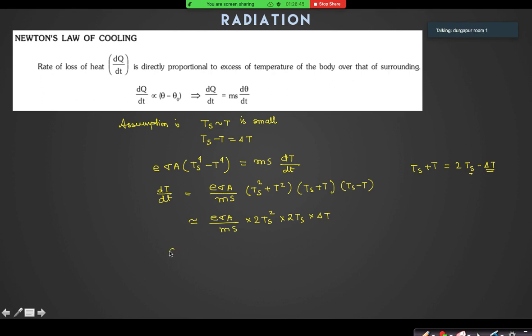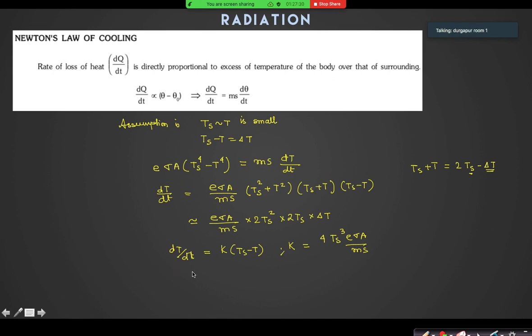So the equation actually talks about dT by dt, which is equal to some constant multiplied by Ts minus T. What is that constant part? That constant part is 4 Ts cube E sigma A by Ms. Or which is written here, d theta by dt is actually proportional to the change in the temperature of the surrounding and the body. This is known as Newton's law of cooling.